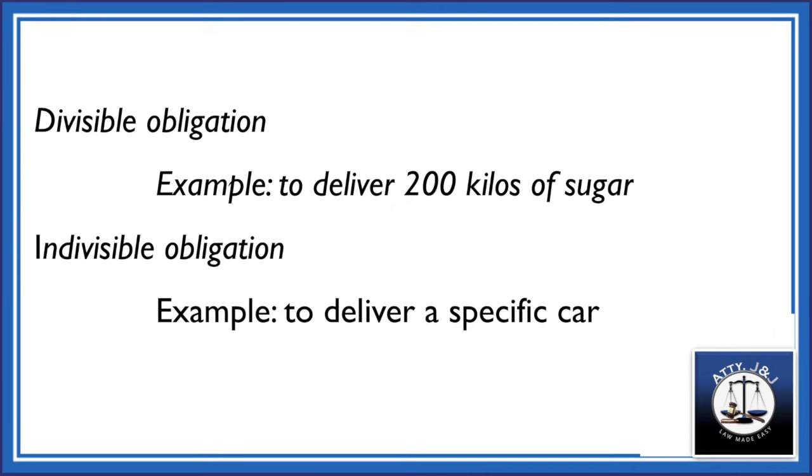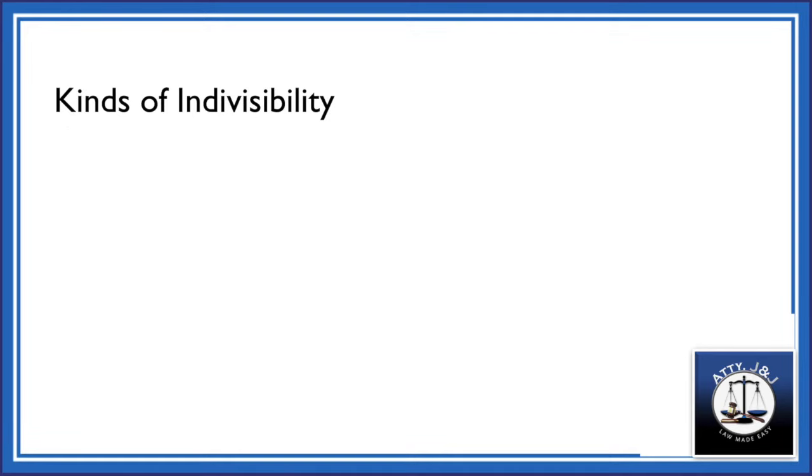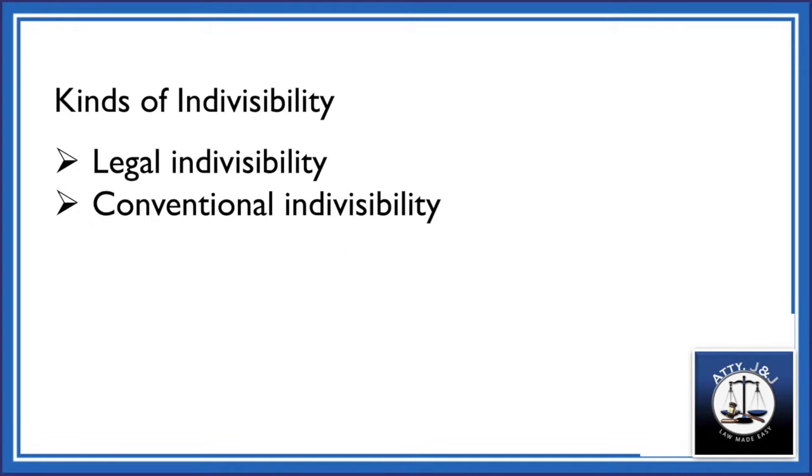Now, what are the kinds of indivisibility? Meron tayong legal indivisibility. Pag ang batas mismo ang nagsabi na ito ay indivisible. Second, conventional indivisibility. Ito naman ay pag nasa kasunduan or nasa agreement ng parties na indivisible ang obligation na to. And third, yung natural or absolute. Pag ang nature ng object or prestations does not admit of division. So, example nga is yung to give a particular car, to sing a song. Dahil sa nature ng object mismo, hindi pwedeng maging divisible.